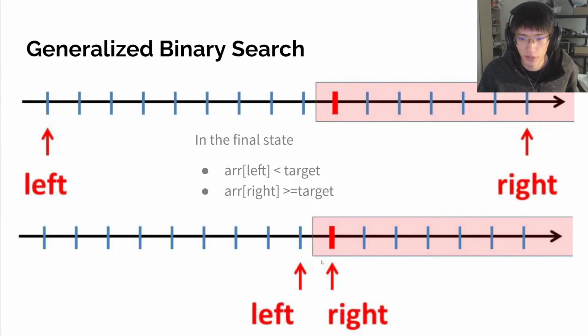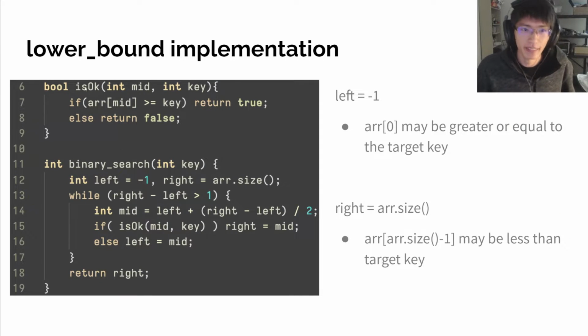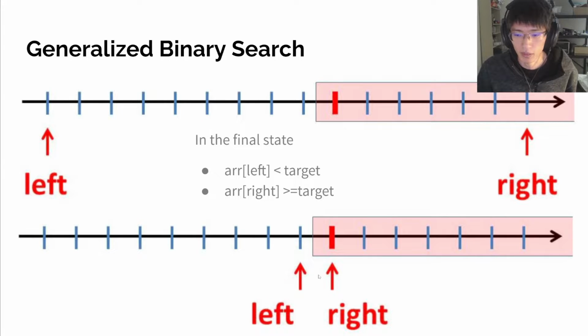And so in the final state, we end up with something like this, where the left position is right here, the right position is right here, and the difference between these two is going to become 1. So you can rewrite this lower bound as something like this, where left is equal to -1, right is equal to array.size, and I'll explain that in a second, but while right minus left is greater than 1, and then at the end it will return right. So it'll end when these two are next to each other, and then it'll return that right value.